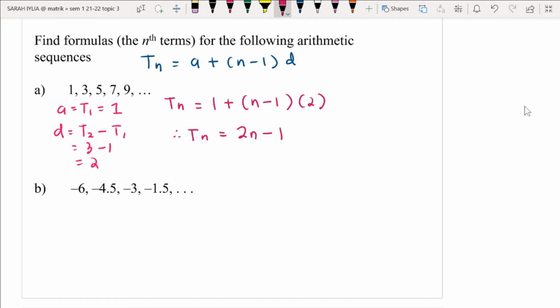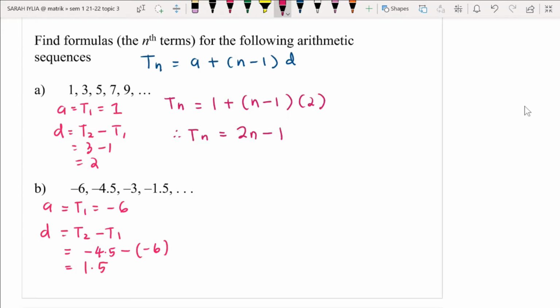Kita proceed next one, b. We have negative 6, negative 4.5, negative 3, negative 1.5. Okay, apply the same steps as before. First, identify our a or our first term. So, negative 6. Next, find our d or our common difference. So, T2 minus T1. In this case, negative 4.5 minus negative 6. So, we're gonna get 1.5.